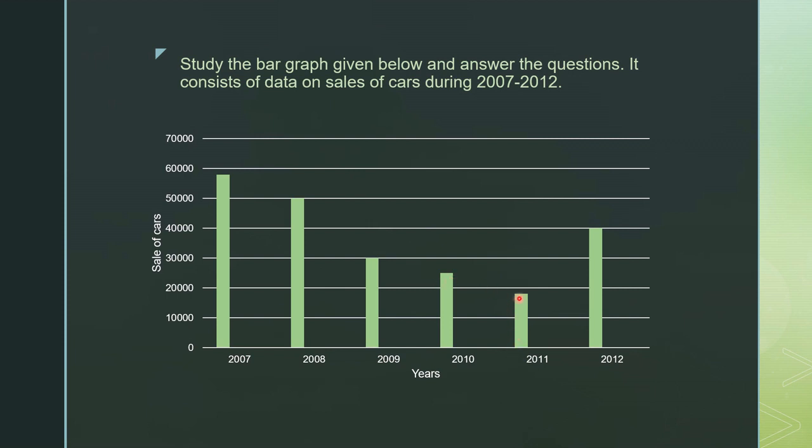In 2011 the sales of cars is 18,000 and in 2012 the sales of cars is 40,000. So this is the bar graph and it consists of some data on sales of cars during 2007 to 2012, and by using this bar graph we can easily answer the 5 questions. So let's move on to the next slide.